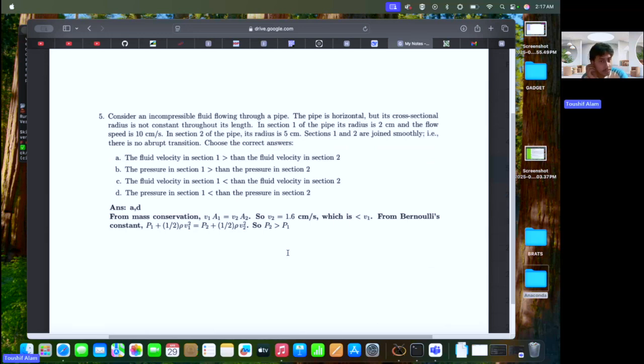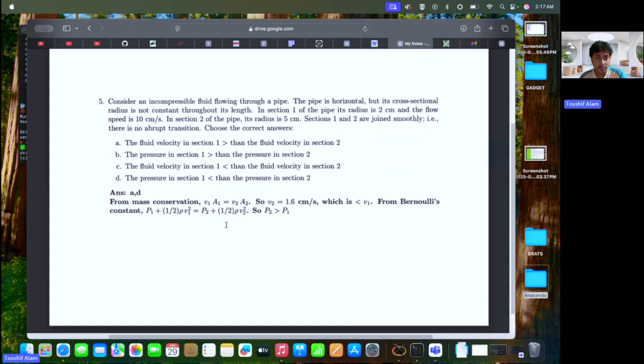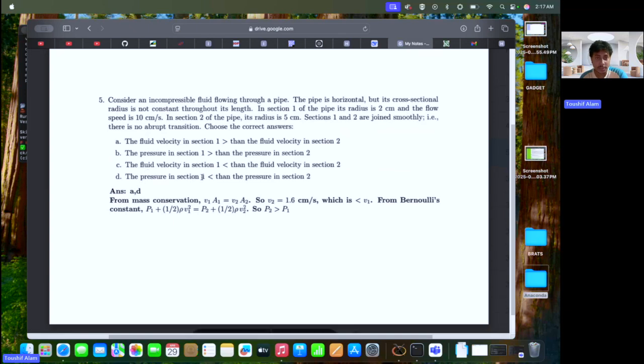From mass conservation, we get that V1A1 is equal to V2A2. So V2 is on the order of 0.6 centimeter per second, and that is less than V1, right? So from Bernoulli's equation, we can get that P2 is greater than P1. So options A and D are correct because the pressure in section 1 is less than the pressure in section 2. Option A is fluid velocity in section 1 greater than fluid velocity in section 2.